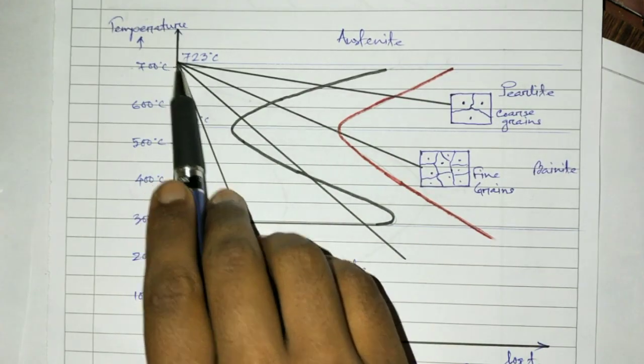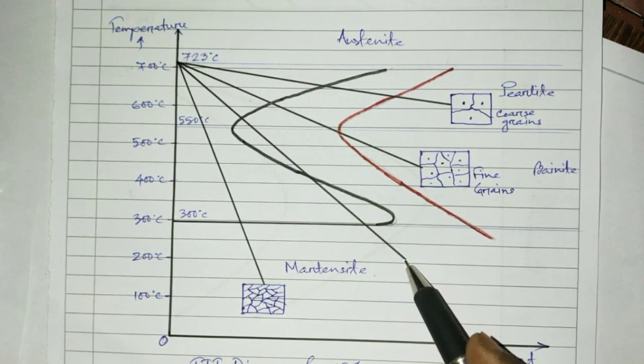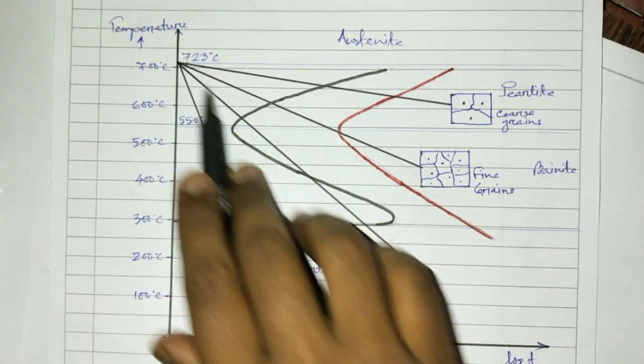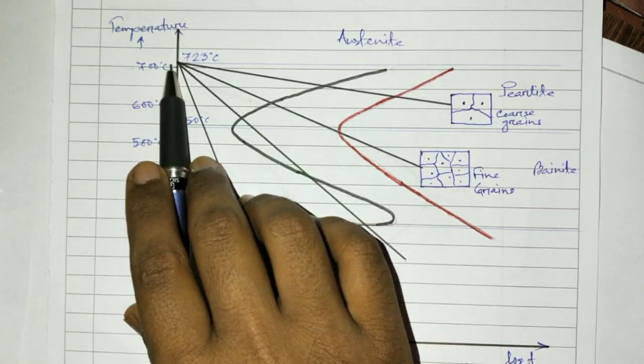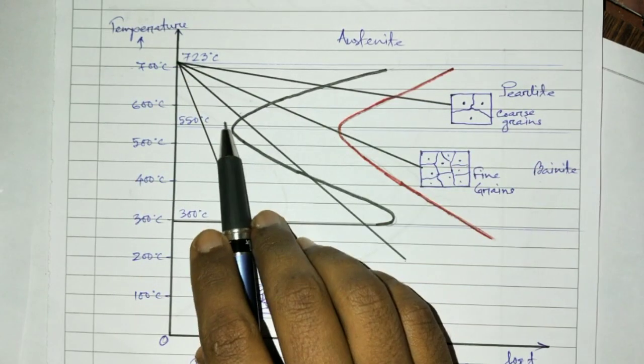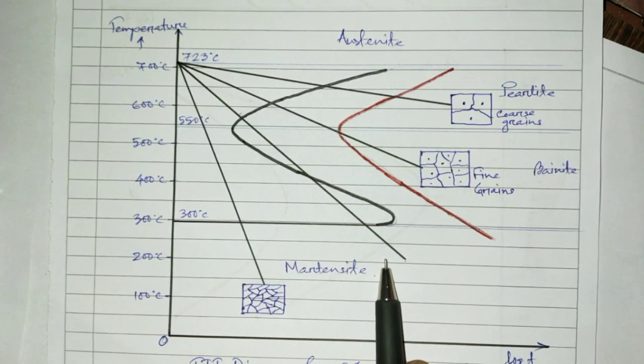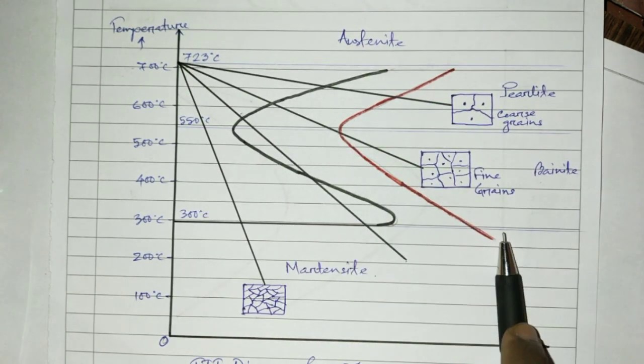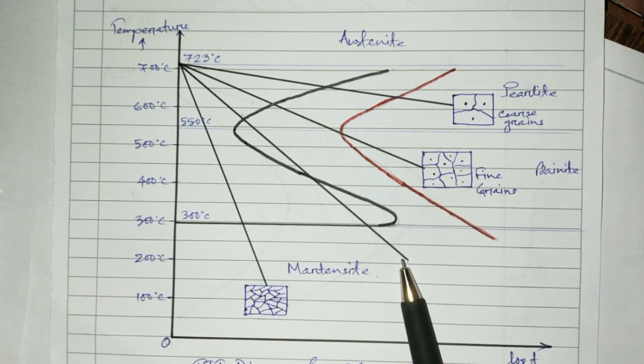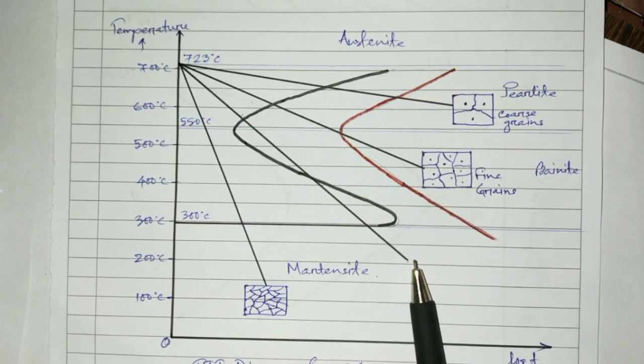If we increase the cooling rate, this is generally done by quenching. If we do oil quenching, the transformation starts, but the cooling line does not intersect the end line. As it does not cross this red line, which is the end of transformation, complete transformation does not take place. Some of the austenite transforms into ferrite and carbide, while the rest of the austenite transforms directly into martensite.